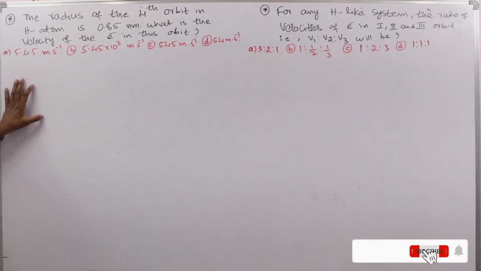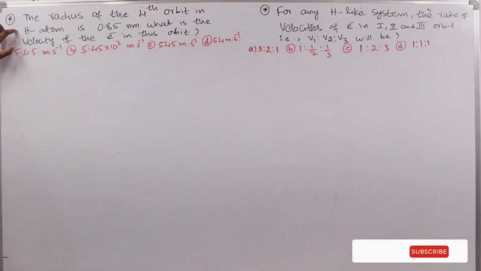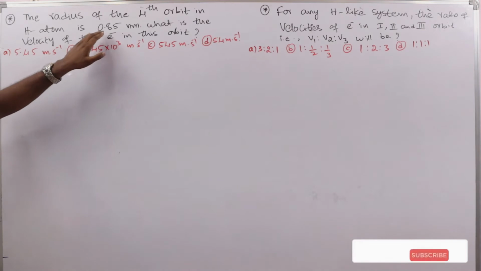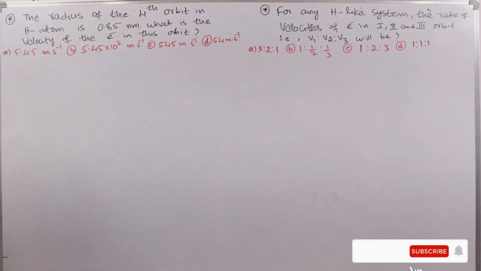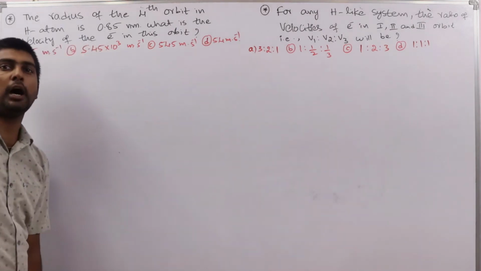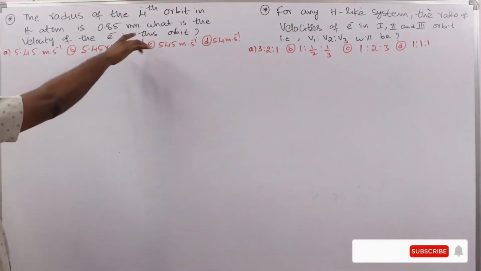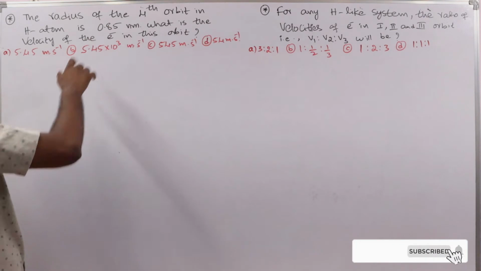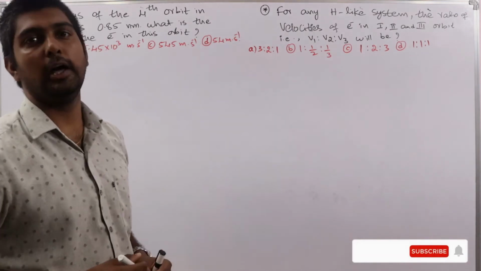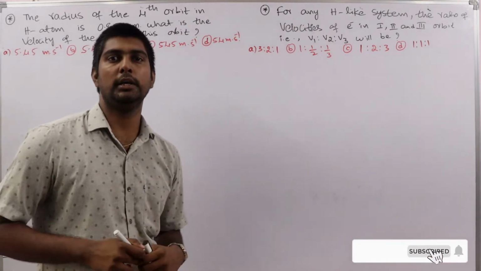So the first problem here is that the radius of the fourth orbit in hydrogen atom is 0.85 nanometer. What is the velocity of the electron in this orbit? They have provided the radius of the fourth orbit and they ask you to calculate the velocity. See, choosing a suitable formula is a very important thing here.